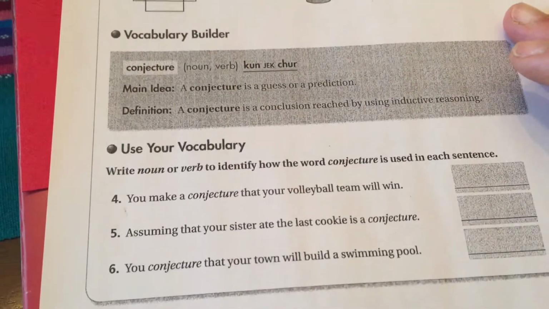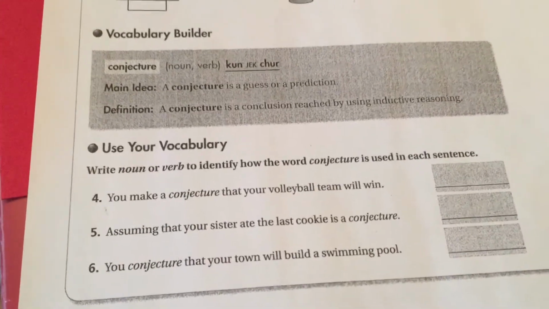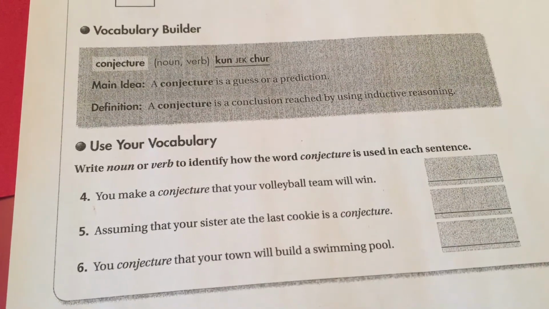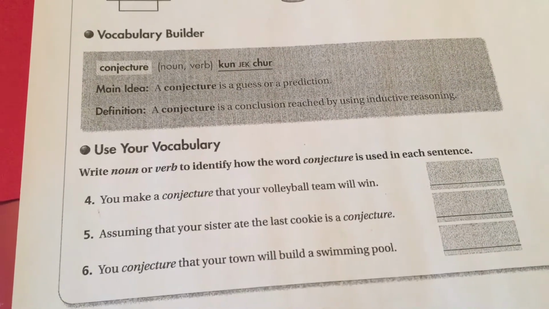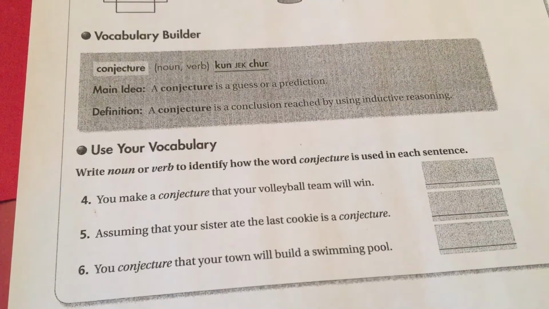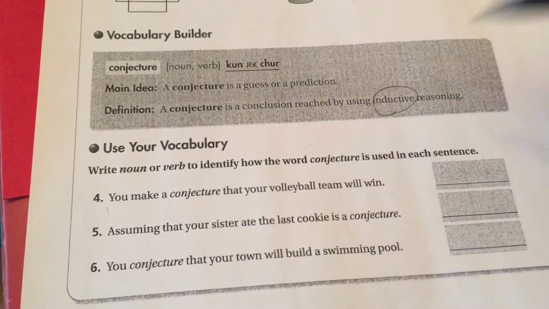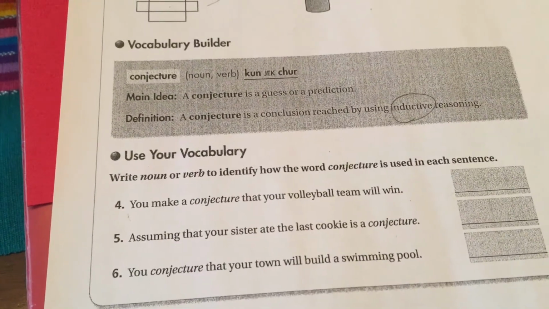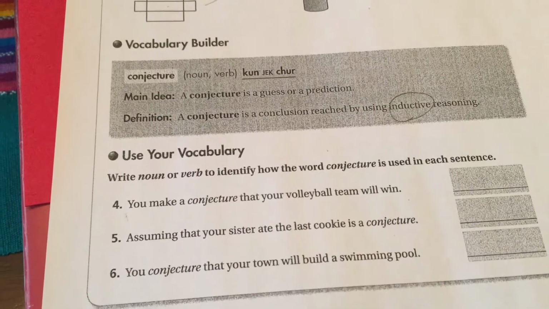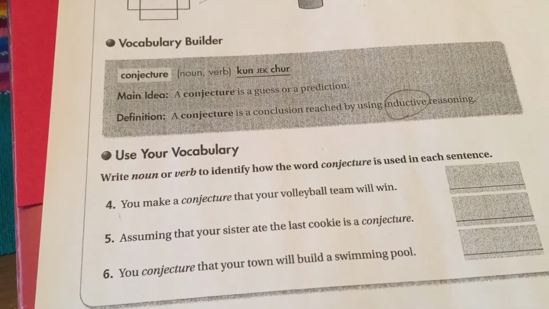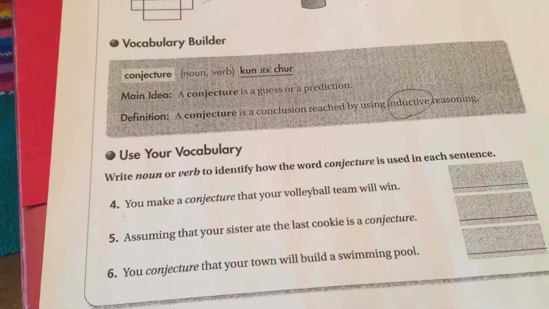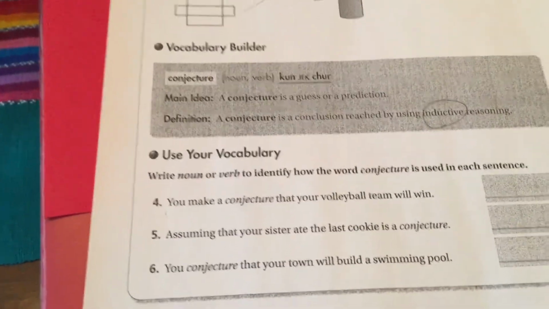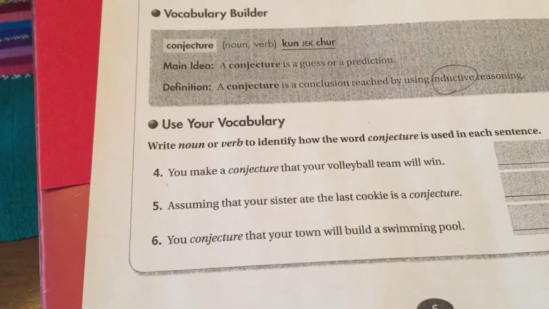Okay, some vocabulary that we're going to talk about. Conjecture is a guess or a prediction, and they give us some context here. A conjecture is a conclusion reached by using inductive reasoning. So a type of reasoning that they're discussing here is when you use your senses, sight, smell, taste, to come up with a conclusion based on what you see or what you hear, so a conjecture.